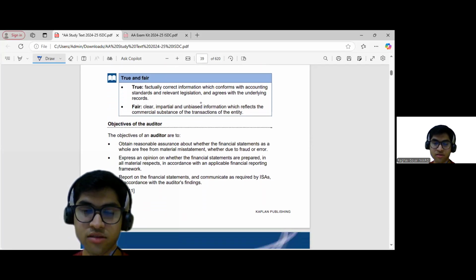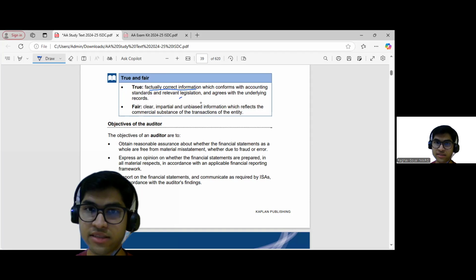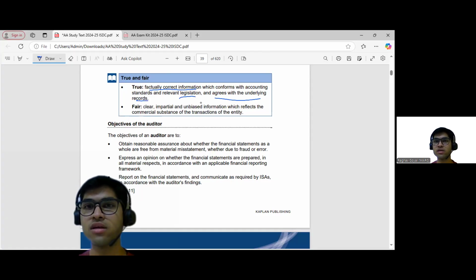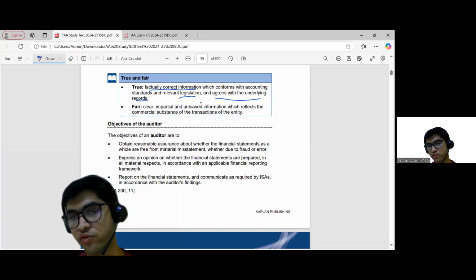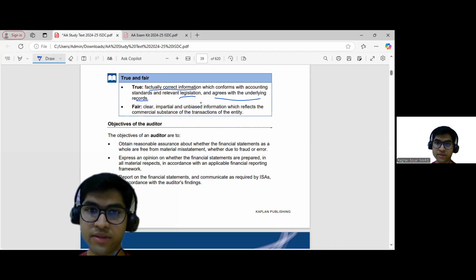So we are concerned with what true and fair means. True means factually correct information which conforms with accounting standards and relevant legislation and agrees with the underlying records, which means, let's say, the invoices tie back to the revenue figure. So that means the figures are true. Fair means that they are clear, impartial, unbiased information which reflects the commercial substance of the transactions of the entity.